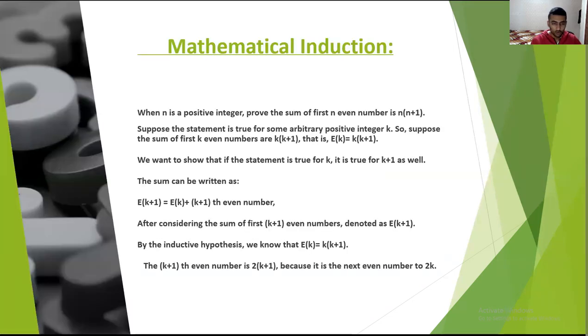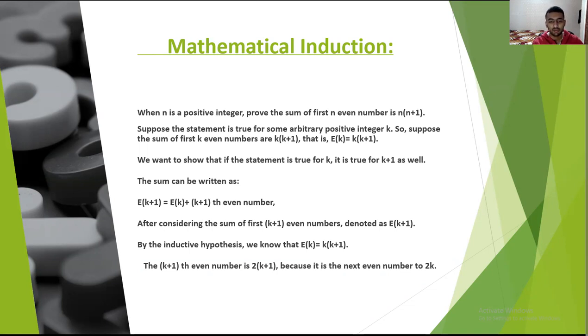And now moving on to our fourth topic, which is mathematical induction. When n is a positive integer, prove that the sum of the first n even numbers is n(n plus 1). Here we are just going to solve something. Suppose the statement is true for some arbitrary positive integer k. So suppose the sum of the first k even numbers is k(k plus 1), that is, E k equals k(k plus 1).